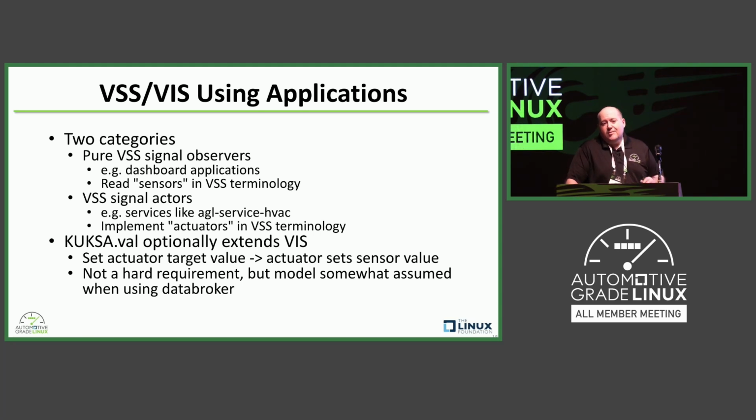The ideal model is you set an actuator to a target value, which in the KUKSA.val implementation they have as a thing. Then when the actuator actually takes effect, it sets the current value, so that an application can see that the change has taken effect. This isn't a hard requirement to use KUKSA.val, but they do assume you're going to do that when using the data broker. It's more implicit with the way the protocol works with the gRPC API. So it's something to keep in mind if you start playing with KUKSA.val.